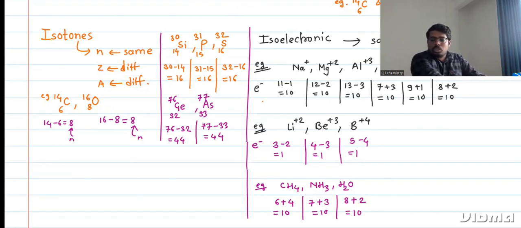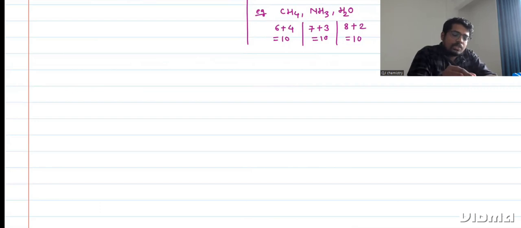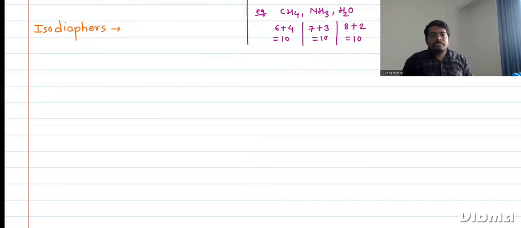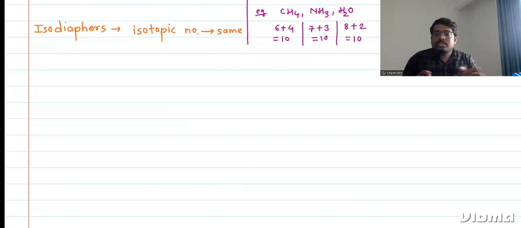Okay. Now the next terminology is isodiaphers. Now, isodiaphers means what? The species with the same isotopic number. Isotopic number is the same. Now, isotopic number means what? Isotopic number means n minus p, that is the difference between number of neutrons and number of protons is the same for isodiaphers type of species.